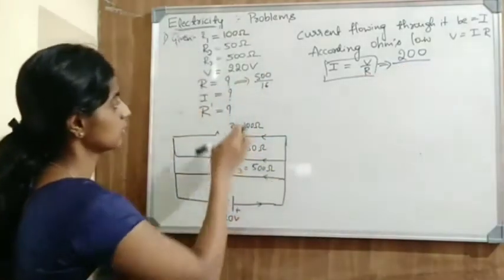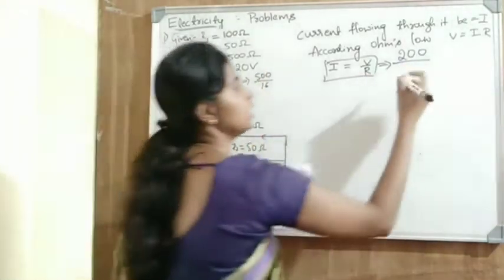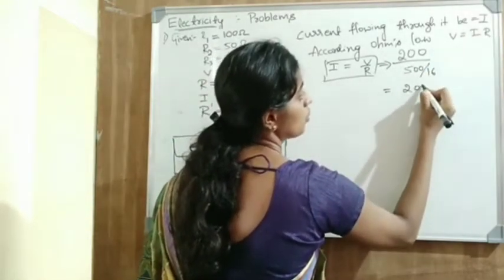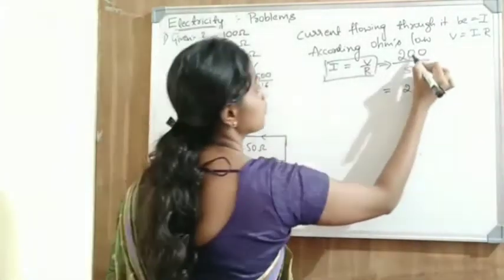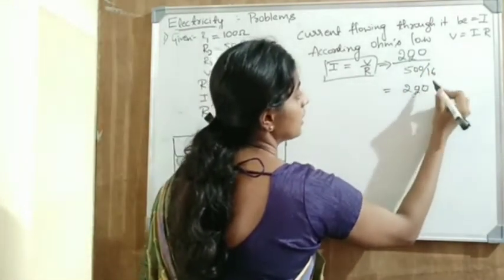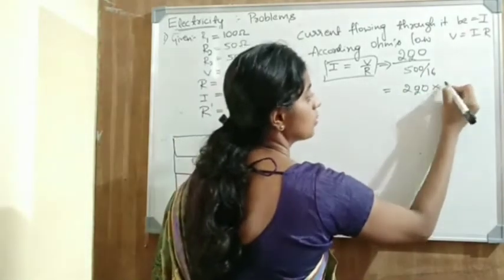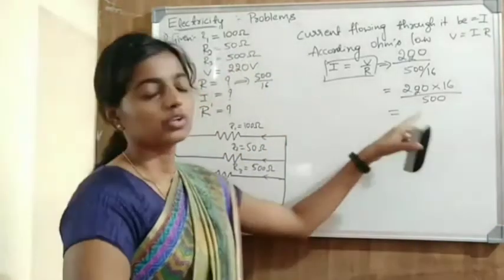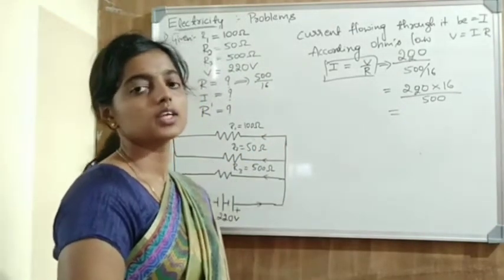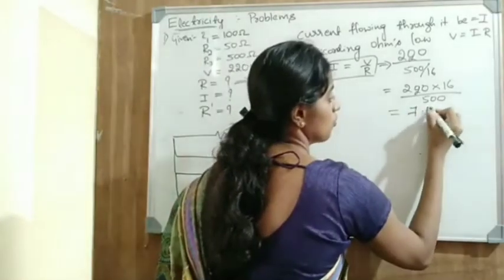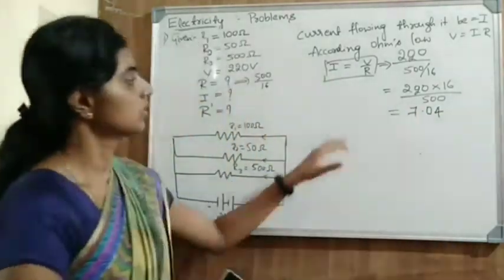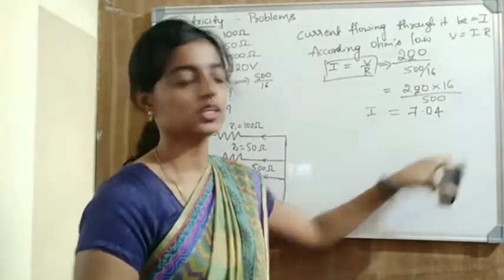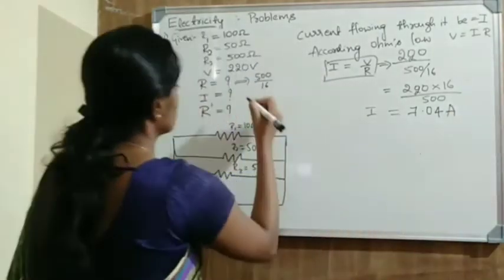R is this one. Here we have 500 divided by 16. What will be our next step? Sorry, this is what? 220. This will go to numerator into 16 and we will get 500 here. Substitute everything and calculate. We will get 7.04 as our answer. That is I, right? Current is 7.04. What will be the unit? Ampere.